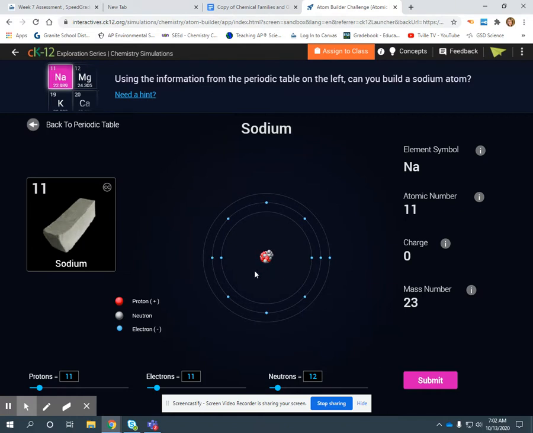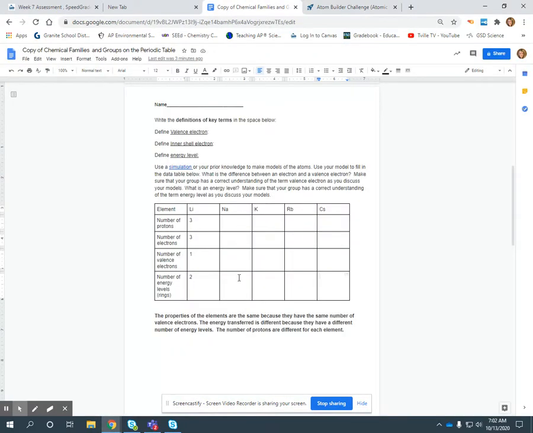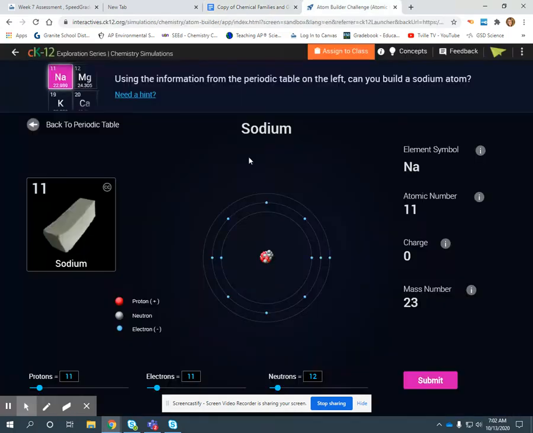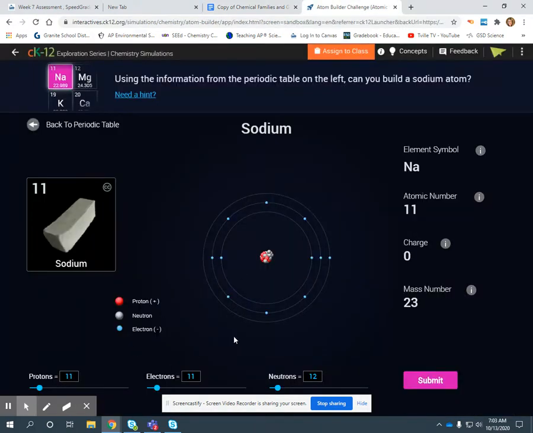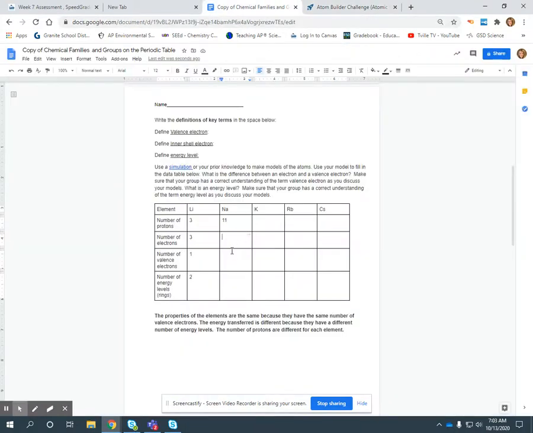Okay, now in addition to creating this picture, I want to show you how you use this picture to fill out this table on your Google Doc, because this Google Doc is one of your assessments this week. It's one of the things that you will need to turn in for a grade. So here's sodium, and the number of protons we had was 11. So in my table, I'm going to write down that there are 11 protons. We look in the simulation and there are 11 electrons. So I'm going to write down 11 electrons.